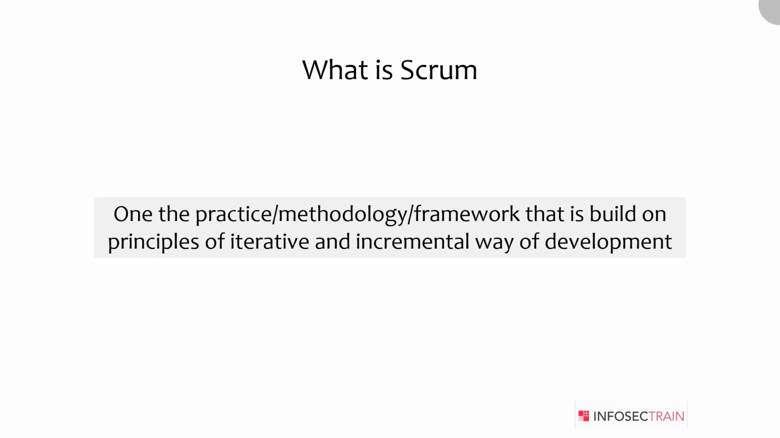Now, having said what Agile is, it's a broader perspective. The second obvious question that comes to us is what is Scrum? Scrum is one of the practices or a methodology or a framework, whatever you choose to call it. If you look at the originators of Scrum, they call it a framework built on principles of iterative and incremental way of development. On top of it, Scrum has values, some principles, some rules, some artifacts, and certain roles, which drive the journey of an initiative from start to finish. But the core understanding around Scrum is the application of iterative and incremental development.